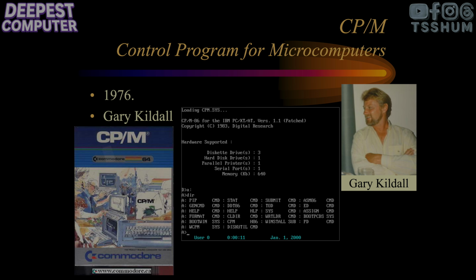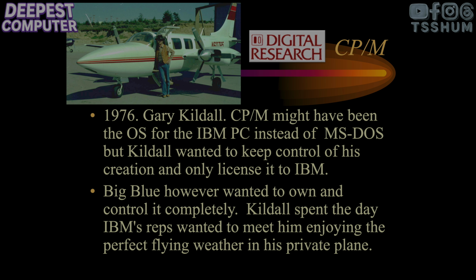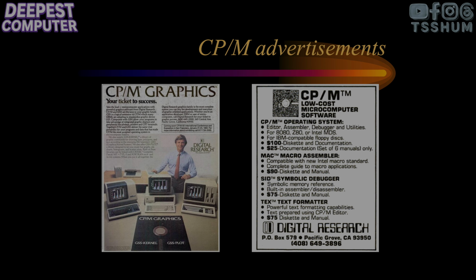In 1976, Gary Kildall created CP/M, which stands for Control Program for Microcomputers. CP/M, developed by Gary Kildall, could have been the OS for the IBM PC instead of MS-DOS, but Kildall insisted on only licensing it, while IBM wanted full ownership. Various advertisements for CP/M are shown on this slide, highlighting its use in early personal computing.